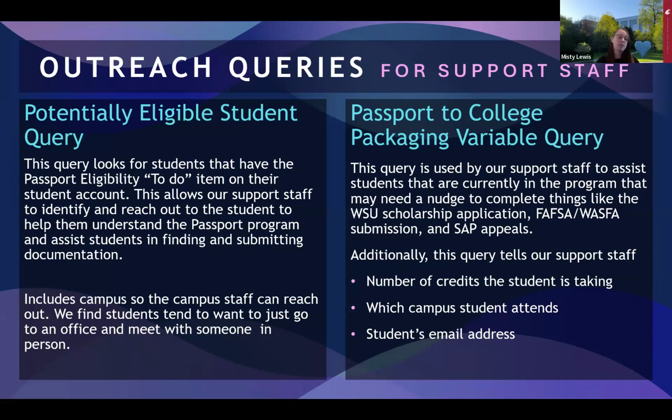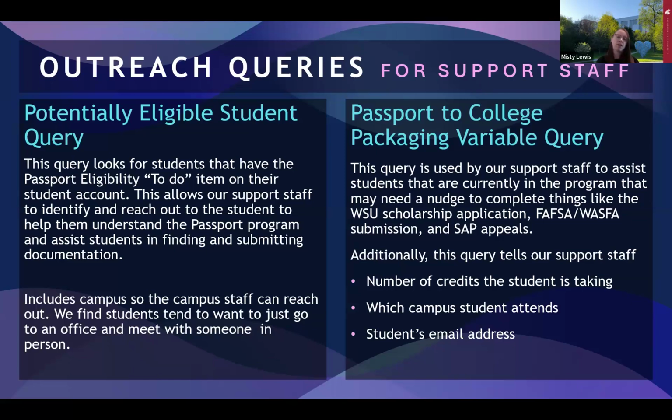This includes campus breakdowns, so that way individual campus staffs can reach out to students. Because we found that students often want to go into an office, they want to meet with a person, and they want to know who that person is. So a student at our Vancouver campus may not want to submit to the Pullman office because I may be a faceless person, and that's a really scary event for them. And so if it's the Vancouver campus that they work with, then they know exactly who Carmen is.